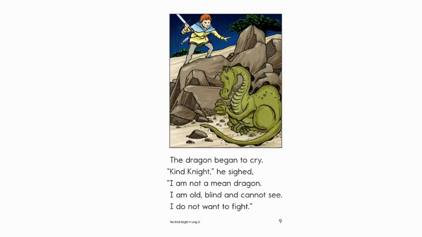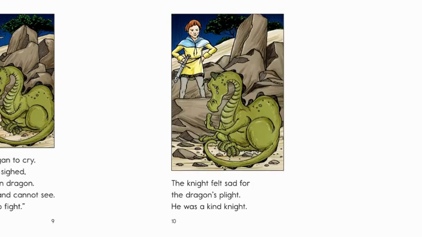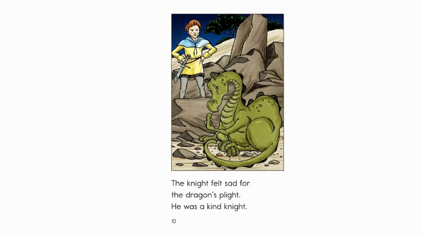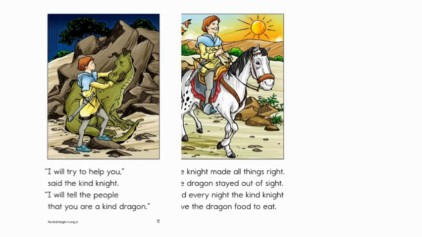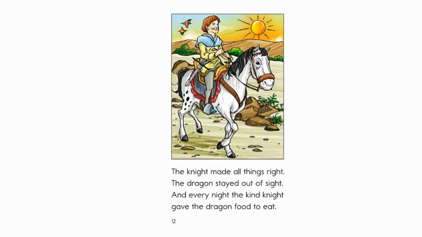The dragon began to cry. "Kind knight," he sighed, "I am not a mean dragon. I am old, blind, and cannot see. I do not want to fight." The knight felt sad for the dragon's plight. He was a kind knight. "I will try to help you," said the kind knight. "I will tell people that you are a kind dragon." The knight made all things right. The dragon stayed out of sight, and every night the kind knight gave the dragon food to eat.